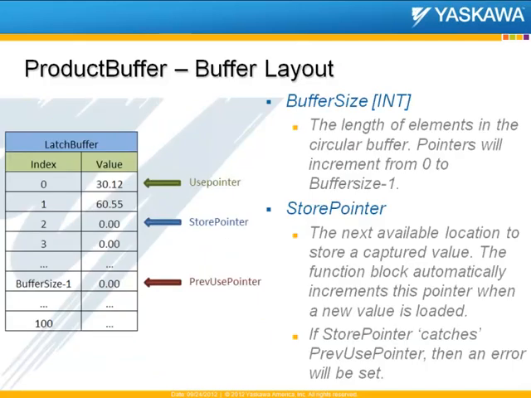So having said that, now we know what the structure is a little bit, let's take a look at the buffer layout itself. And first of all, the buffer size. So this is the length of elements in the buffer. So the pointers will increment starting from 0 up to this buffer size minus 1. The storage pointer is the next available location to capture, and the function block will automatically increment this pointer when a new value is loaded.